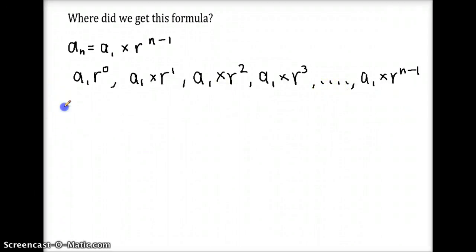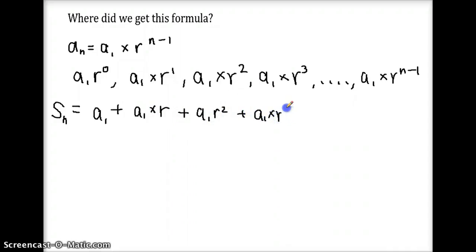And so if we want to find the sum, which is noted as s sub n, we're just going to add all this up. So we have a1, and r to the power of 0 is just going to be 1, so I'm just going to leave that as a1, plus a1 times r, plus a sub 1 times r squared, plus a sub 1 times r cubed, plus all these numbers, all the way up to a sub 1 times r to the n minus 1.